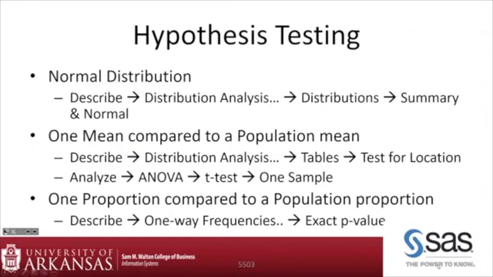The tutorial, when you're looking at one mean compared to a population mean, so a sample mean compared to a population mean, tells you to go through the describe, the distribution analysis, tables, and there's a test for location. And you can absolutely do it that way. Another option that's going to get you the exact same answer is to do analyze, ANOVA, t-test in one sample. We'll do that here in a second. So there's two options of how we can get to one mean compared to a population.